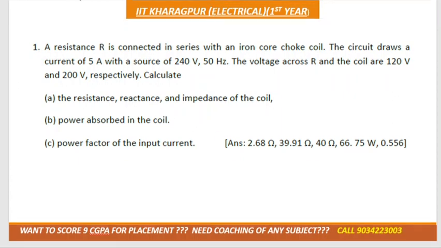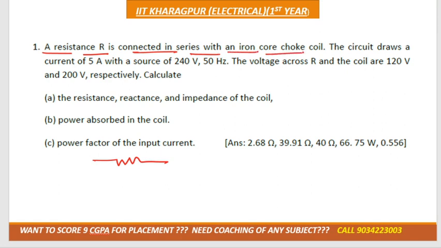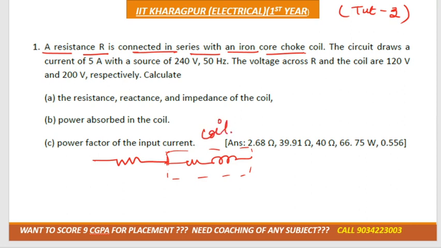This is a question on AC circuits. In this question, a resistor R is connected in series with an iron coil, a choke coil, which means a combination of R and L. This is a separate coil like this. The circuit draws nothing else, so we have a simple voltage source.